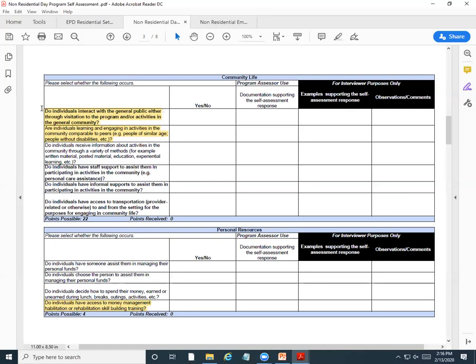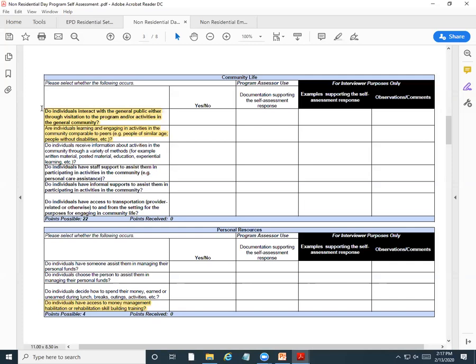And are individuals learning and engaging in activities in the community comparable with peers? Similar to the one in residential, so we just want to make sure that people are engaged in activities and community involvement in a way that's appropriate for their age group and peer level. And it's going to look very different based on the members that you serve.